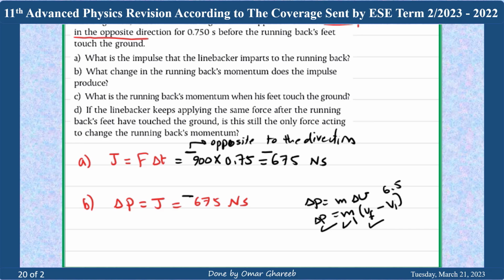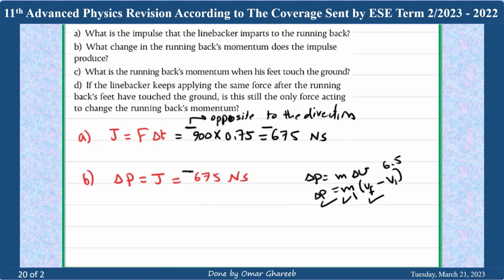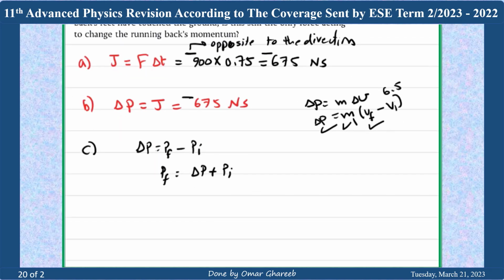See, what is the running back's momentum when his feet touch the ground? Okay. See, I have delta P. Delta P equals P final minus P initial. That means P final equals delta P plus P initial. Now, how much is delta P? It is minus 675 plus P initial, put it here. P initial is M times V initial. How much is M?